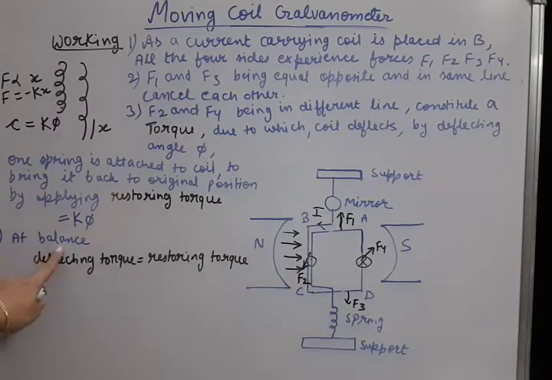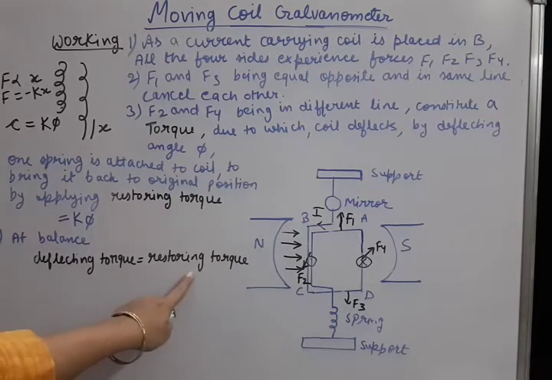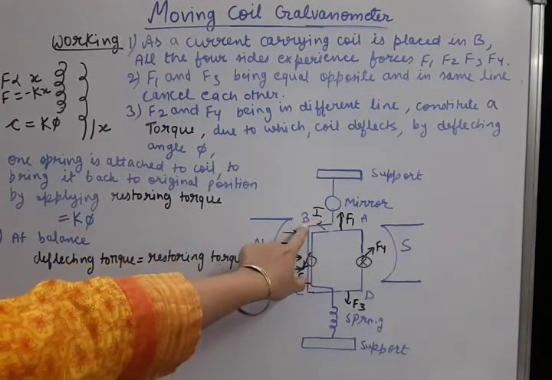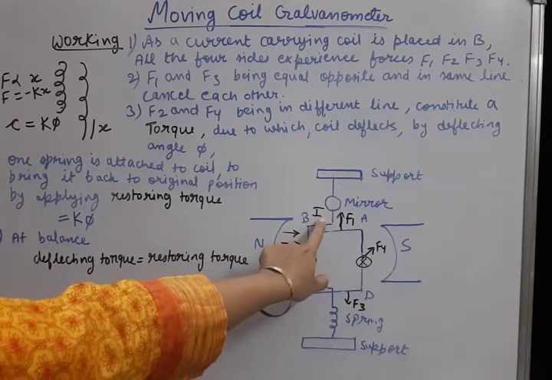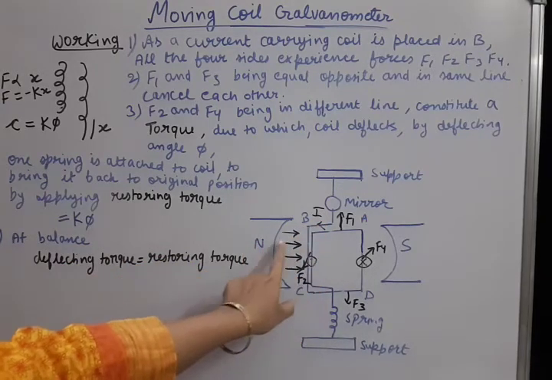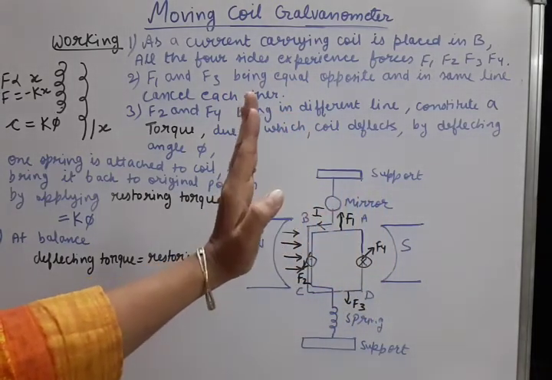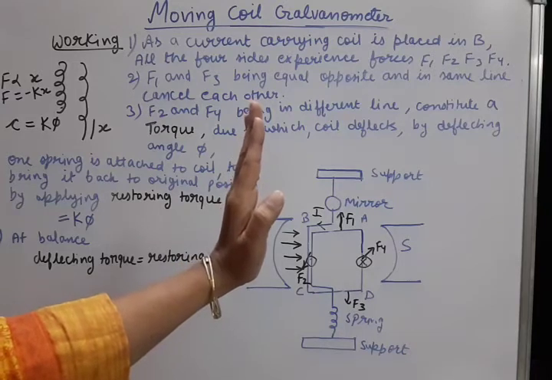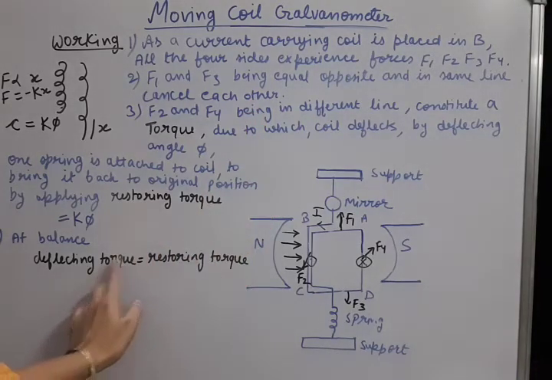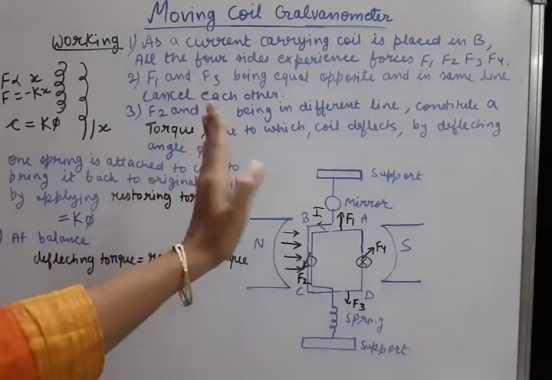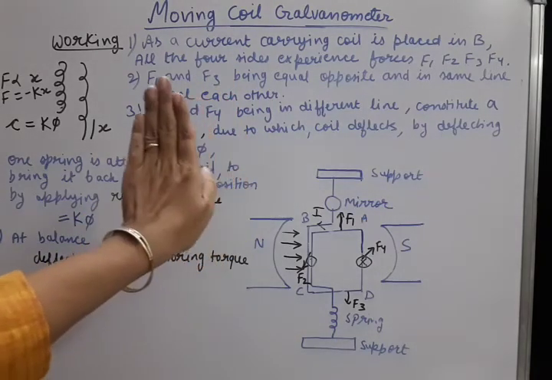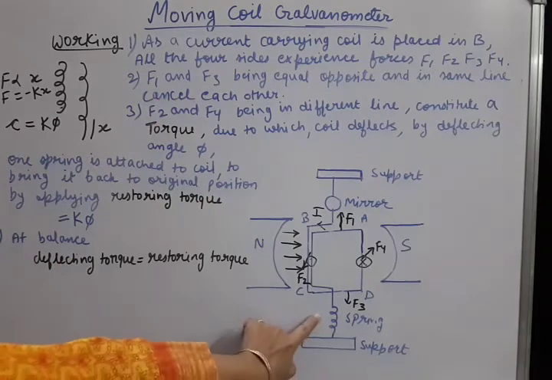Now at balance we have to equate the deflecting torque with the restoring torque. Which factors applied the deflecting torque? That was this I and B combination. Whenever current flows in the coil in the presence of the magnetic field B, the coil deflects, and this torque is called deflecting torque. Okay, till this step. And once the coil is deflected, it will be brought back to its original position by the spring.